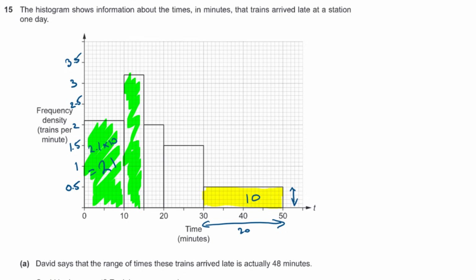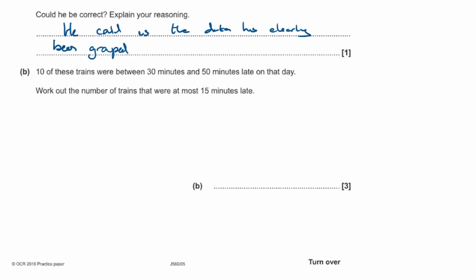And the second one has got a height of 3.2, and I'm multiplying that by a width of the bar of 5 this time. So 5 times 3.2: 5 3s are 15, 5 .2s is 1, so that's 16 trains. So how many trains were at most 15 minutes? It's going to be 21 plus 16, which is 37. So 21 plus 16 equals 37 trains is my answer.